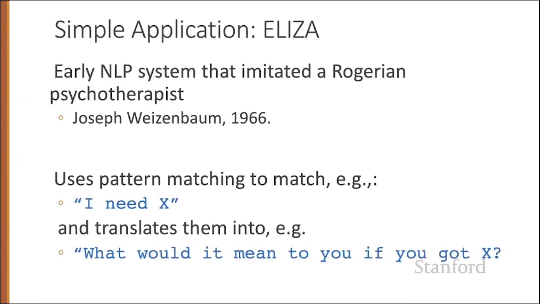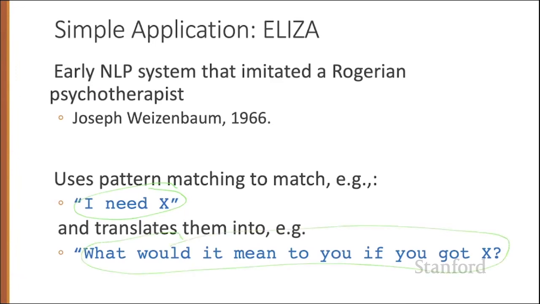Now, substitutions and capture groups are very useful in implementing simple chatbots like ELIZA. ELIZA is one of the most important historical NLP systems. It was created by pioneering AI researcher Joseph Weizenbaum in 1966, and it simulates a Rogerian psychologist, a kind of therapist who emphasizes mirroring back what they hear. ELIZA is a surprisingly simple program that just uses pattern matching to recognize phrases like, I need X, and translates them into suitable outputs like, what would it mean to you if you got X?